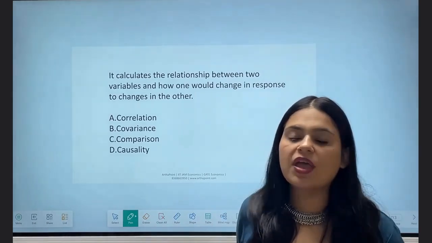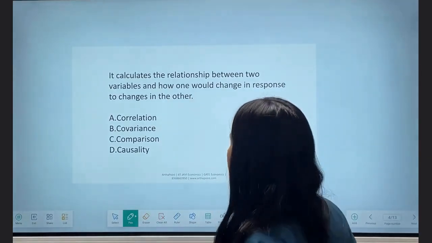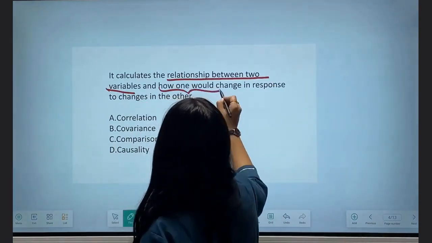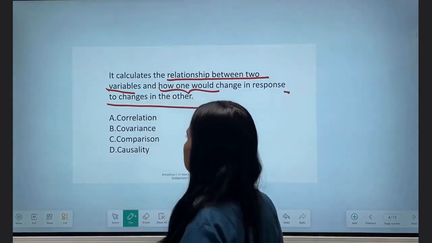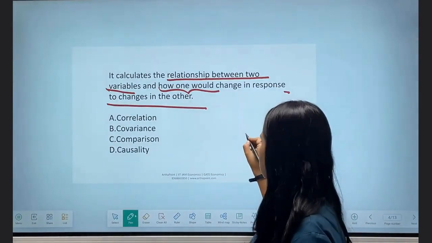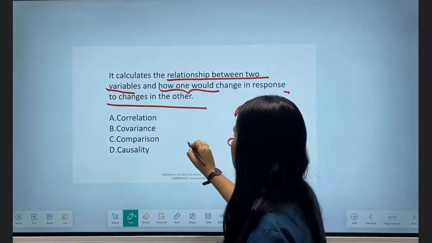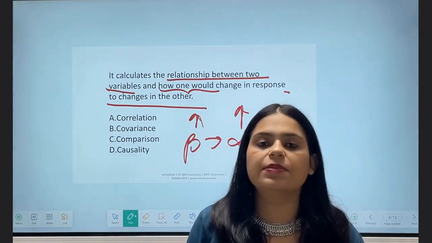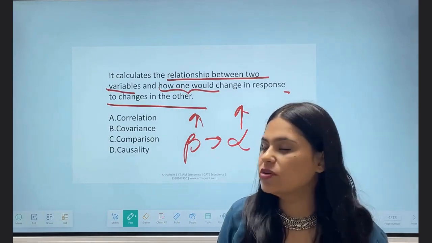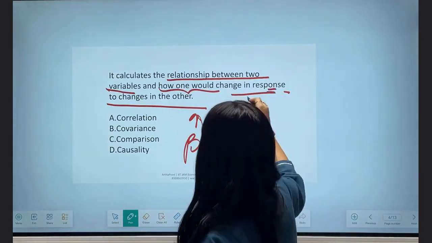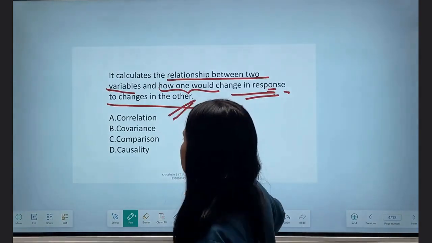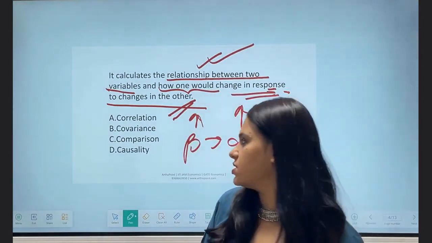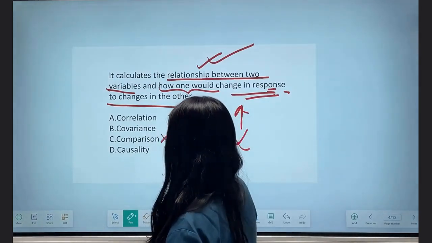The question says, it calculates the relationship between two variables and how one would change in response to change in another. जब एक वेरिएबल चेंज होगा, अल्फा चेंज होगा, तो बीटा कितने से चेंज होगा? By how much will beta change? This helps us to understand that also. So it gives us a magnitude of how one changes as another changes, and it is a relationship between two variables. So which of the following is correct? But comparison तो नहीं हो सकता. You are not comparing two variables.